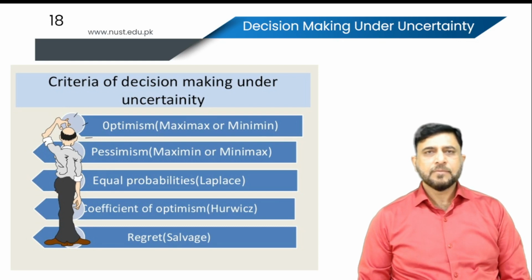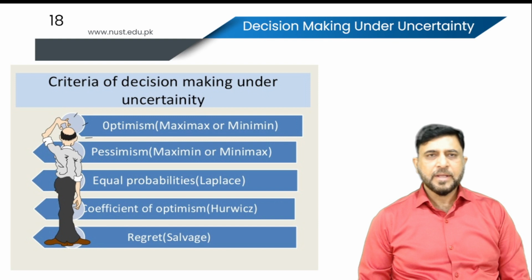When we are dealing with decision making under uncertainty, we may have these five kinds of situations. Certain criteria of decision making under uncertainty may be optimism, which is maximax or minimin. Pessimism means maximin or minimax. Equal probabilities, that is Laplace. Coefficient of optimism means Hurwicz's, or regret or salvage value. So these five may be the situations. We can solve our problems with the help of these five.